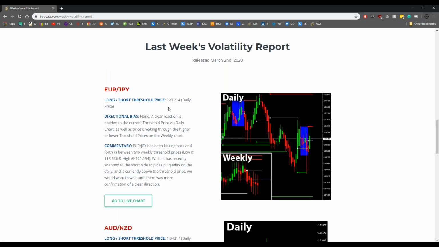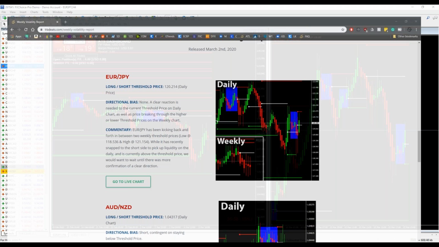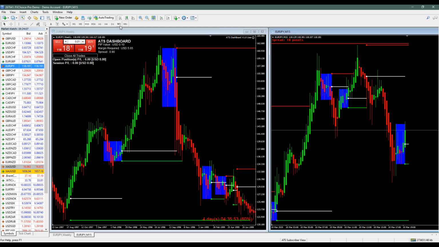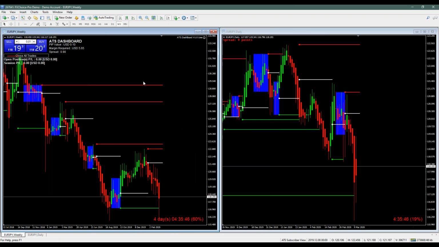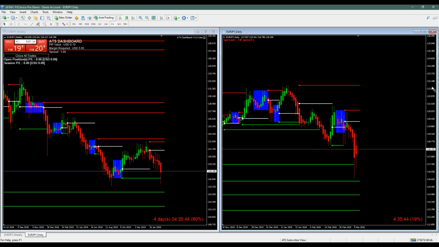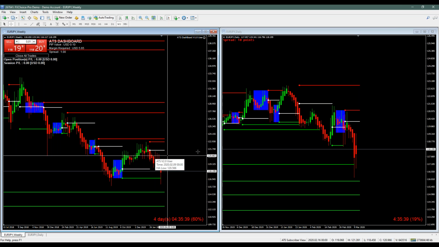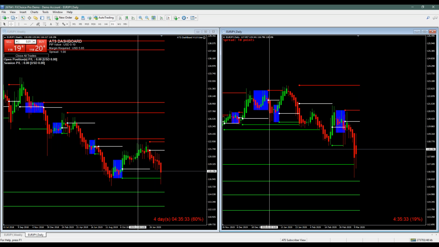So euro versus the yen, we didn't have a directional bias at the time that we released this, but let me pull up the daily and weekly. Okay, but it definitely broke to the short side. When the volatility report was released, it was somewhere up in this area, and we can show it for reference.